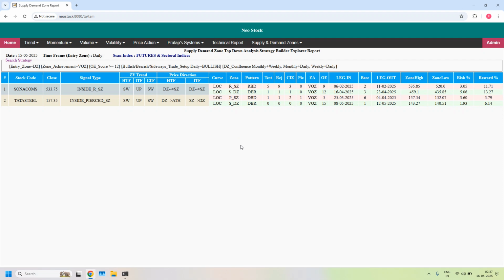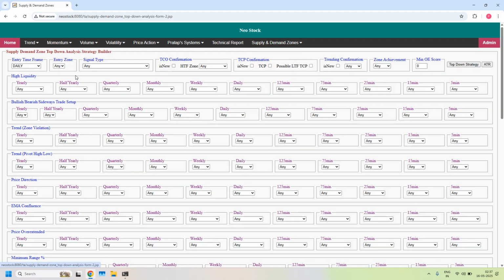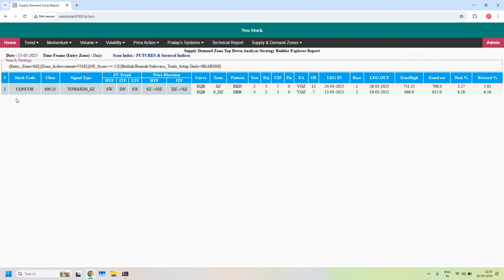Next, bearish trade setup for monthly income trade. Entry time frame daily, entry zone supply zone, bullish or bearish or sideways. At a daily, I am selecting bearish. Zone achievement violated opposing zone, minimum order enhance score 12. Both these filters are applied to daily supply zone. We got 1 stock supporting bearish trade setup for monthly income trade.